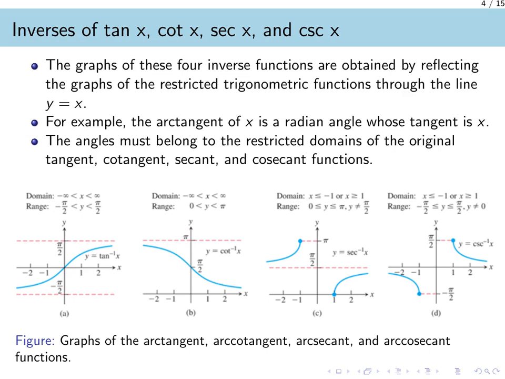For example, the arctangent of a number x is the specific radian angle whose tangent value is x. This means the arctangent of 1 is the angle pi over 4, because the tangent of pi over 4 is 1. This restriction is crucial, because without it, a single input would map to infinitely many possible angles. The key takeaway is that each inverse trigonometric function takes a ratio as an input and gives you back a single, unique angle from a carefully chosen interval.